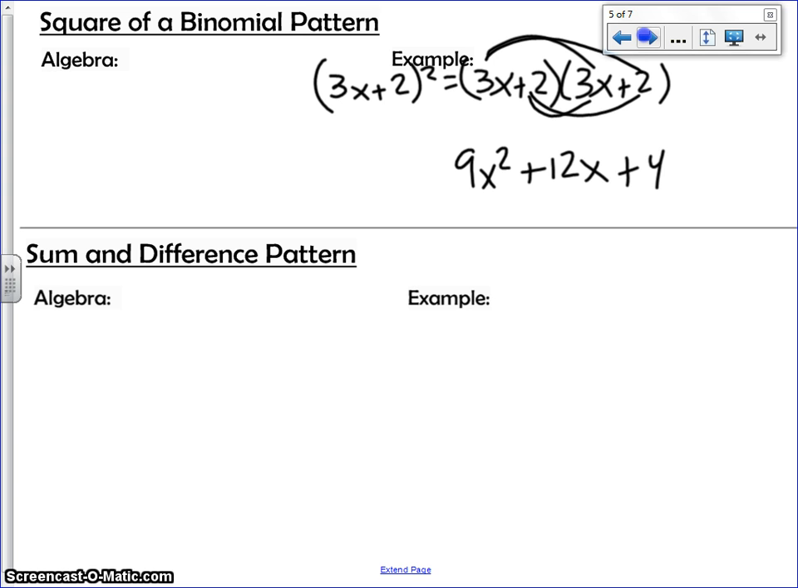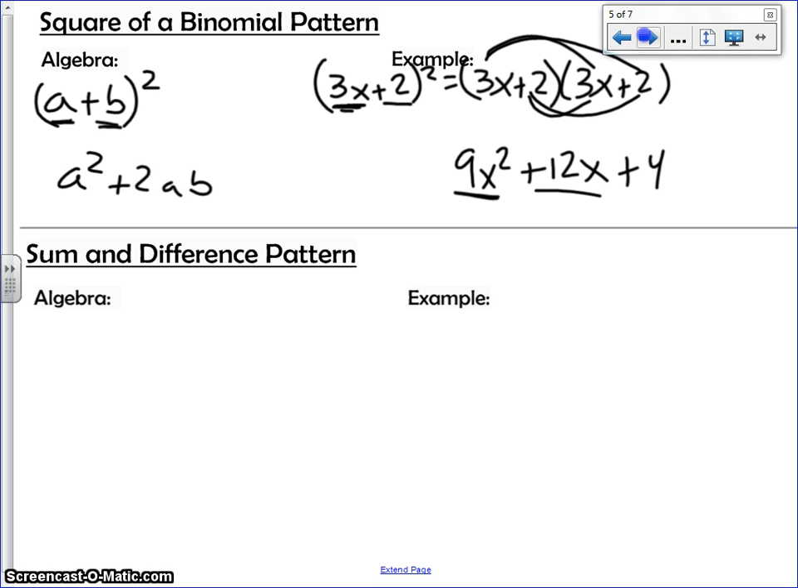Okay? So we can generalize that in algebraic terms, a plus b squared. So any binomial, you have the first term, we call a in general terms, second term b. So what happens? Well, we took that first term and we squared it. We multiplied the 2 terms and we doubled it.